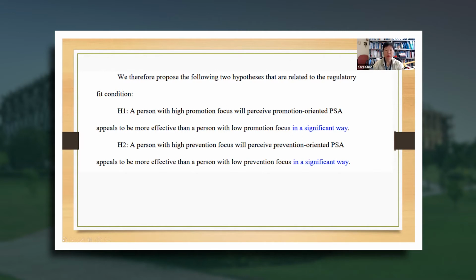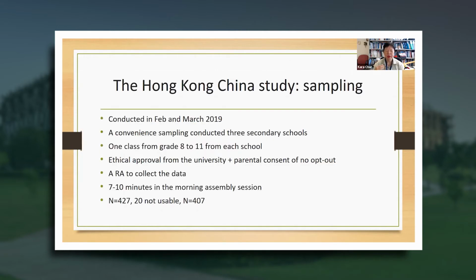Similarly for the prevention focus. And I have a research assistant go to the school. It was paper and pencil, because secondary school students cannot access their mobile phones on the school premises. They can only access the online questionnaire in the lab. So to simplify the situation, we just passed out the paper version and asked them to sign it. It took about 7 minutes in the morning assembly session.